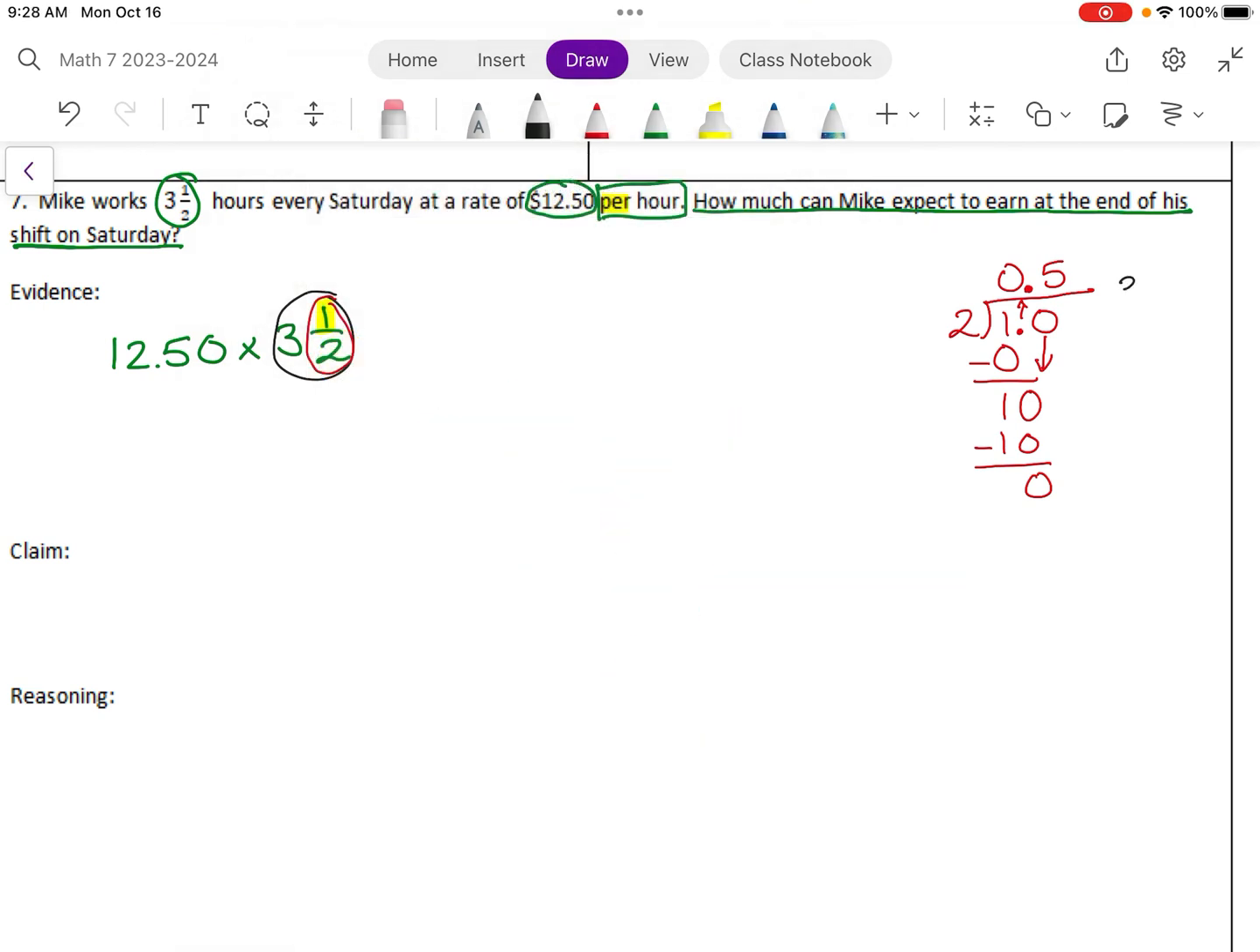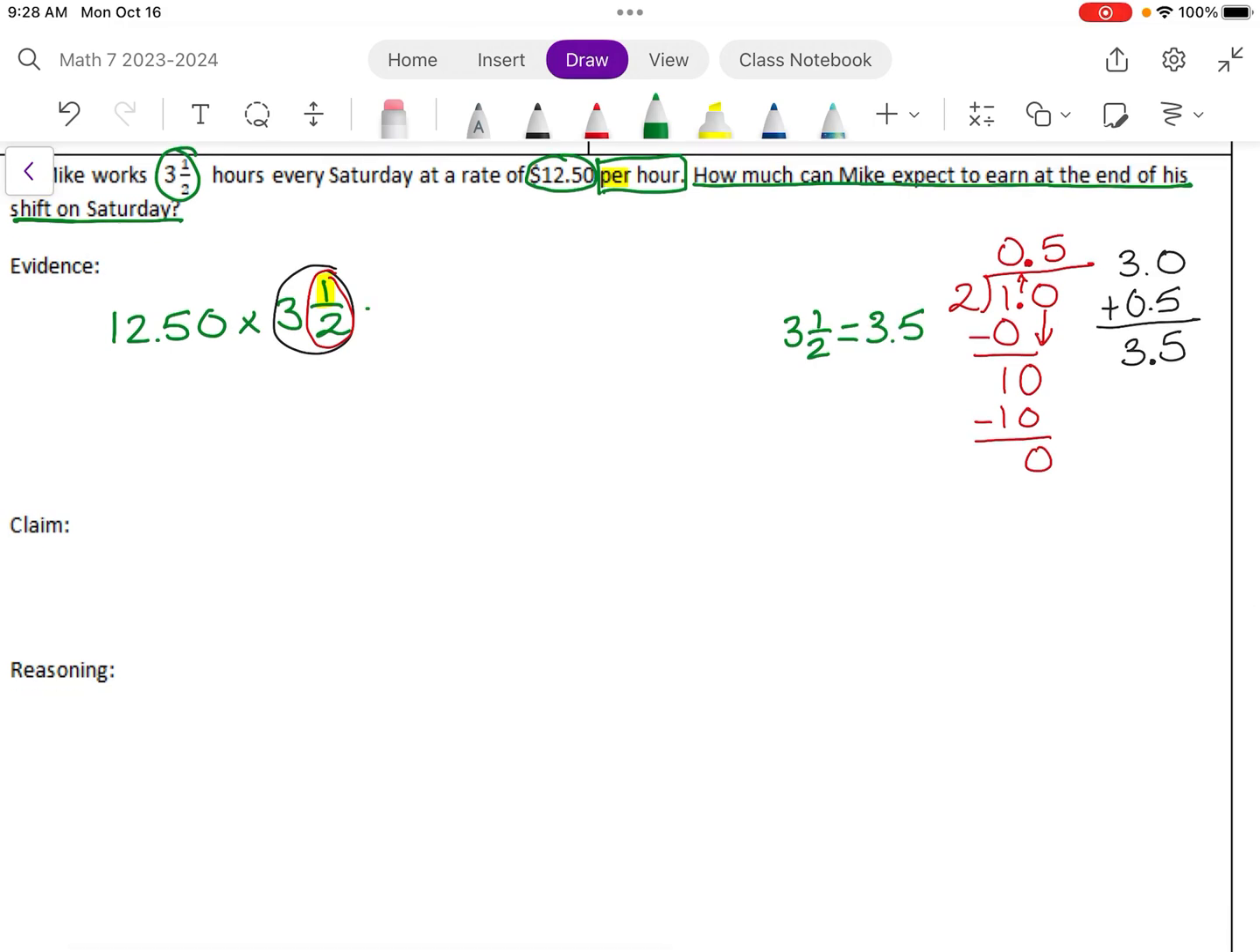So 3.0 plus 0.5. 5 plus 0 is 5. 3 plus 0 is 3. And then make sure my decimals are lined up. Put that down there. Now my mixed number, 3 1/2, is equal to 3.5. Okay, I'm going to rewrite this as 12.50 times 3.5.